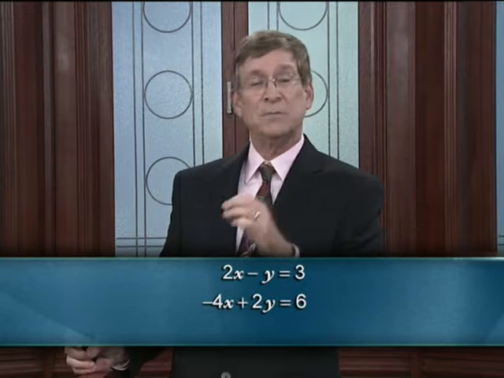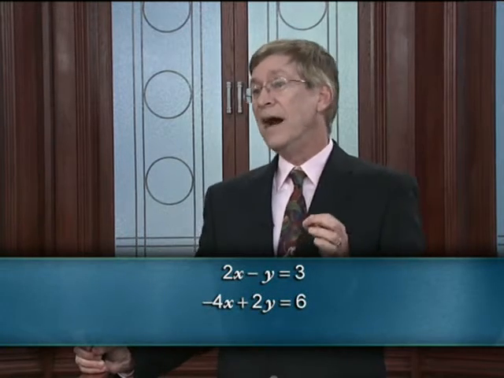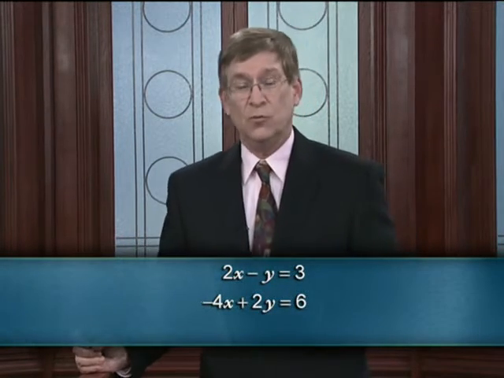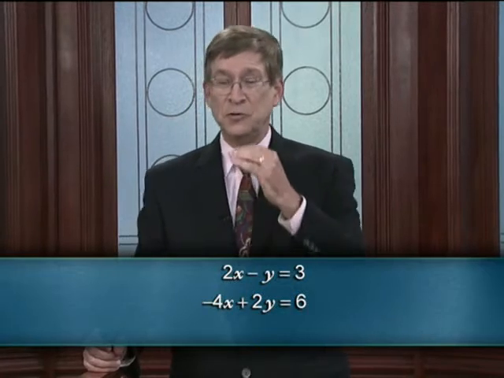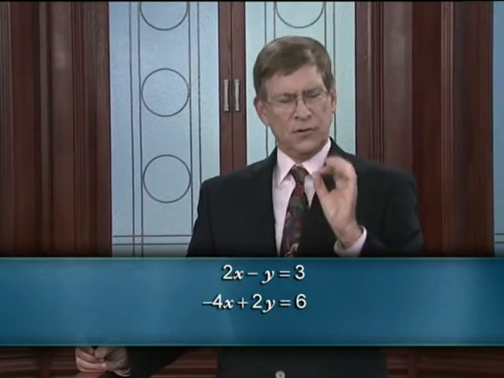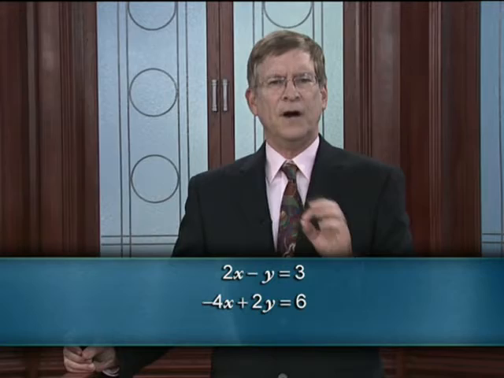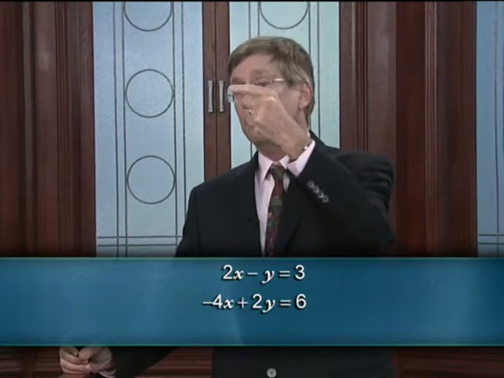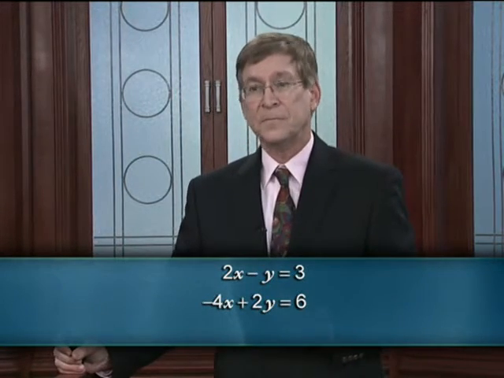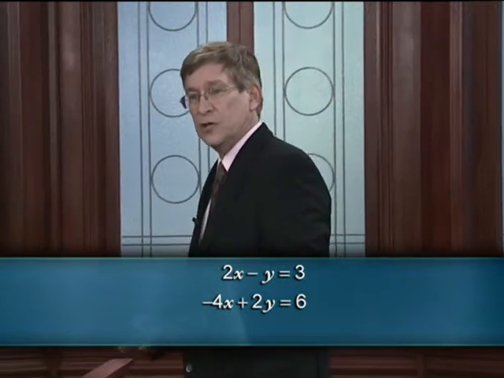Okay, so here's our next example. It's a very simple example. It's 2 equations, 2 unknowns. 2x minus y equals 3, minus 4x plus 2y equals 6. Okay, 2 equations, 2 unknowns. Here's the game. Find x, find y, such that both equations are satisfied. Here we go, Gaussian elimination.